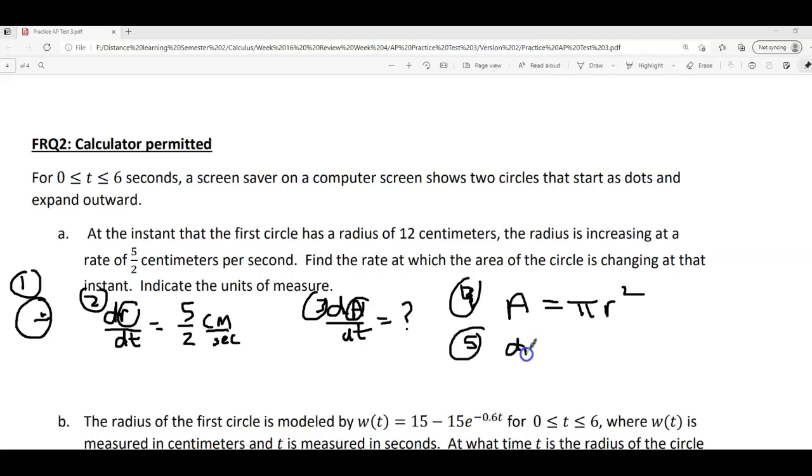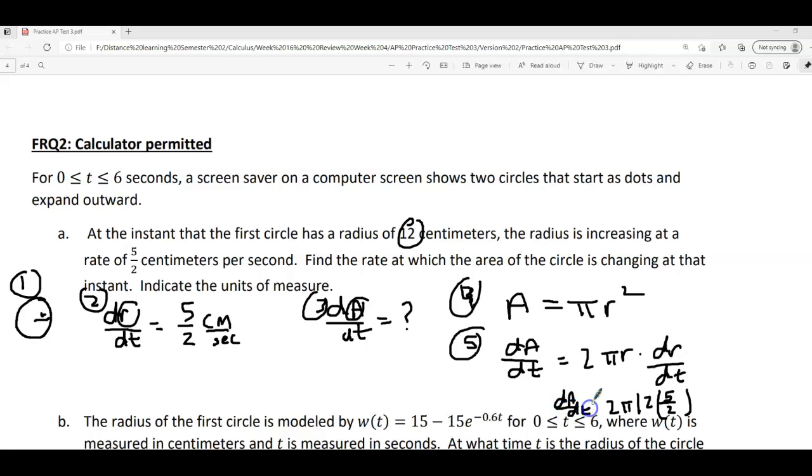So we find the derivative of the function. That's the derivative of A with respect to t is equal to 2 pi r dr/dt. And once again, all we've got to do is plug in the stuff that they give us. For instance, I know that dr/dt is 5/2. They tell me the radius is 12. And then we just need to put the 2 in there. And there's your dA/dt.